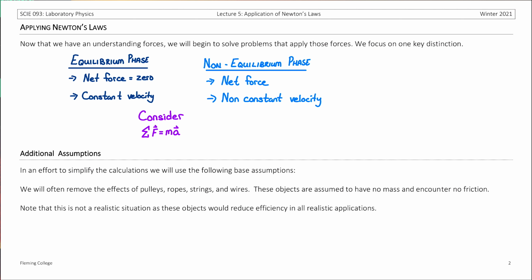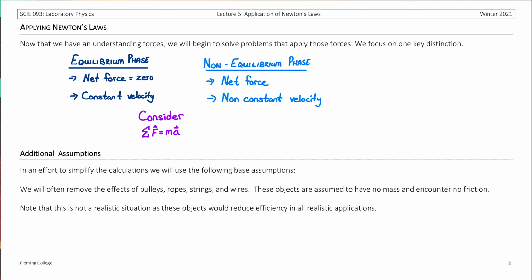In that case, we expect to see an acceleration, which means we expect a non-equilibrium problem, and we expect to see a net force, which we do, as the force of friction is not equal and opposite to our force applied. So considering our motion equations, we have a velocity initial, a velocity final, we know an acceleration exists, and we want a displacement. This sounds like the type of problem where we use this equation, and we can rearrange for the quantity we want.